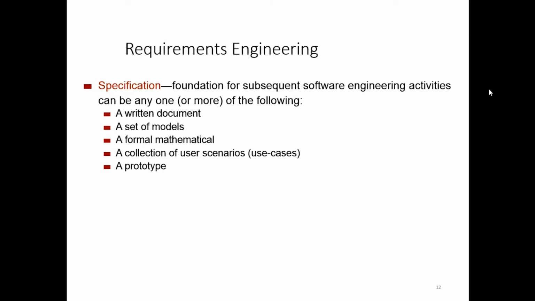It describes the function and performance of a computer-based system and the constraints that will govern the whole development process. It takes the form of the software requirement specification. It formalizes the informational, functional, and behavioral requirements of the proposed software in both graphical and textual format, so that everyone can understand it.